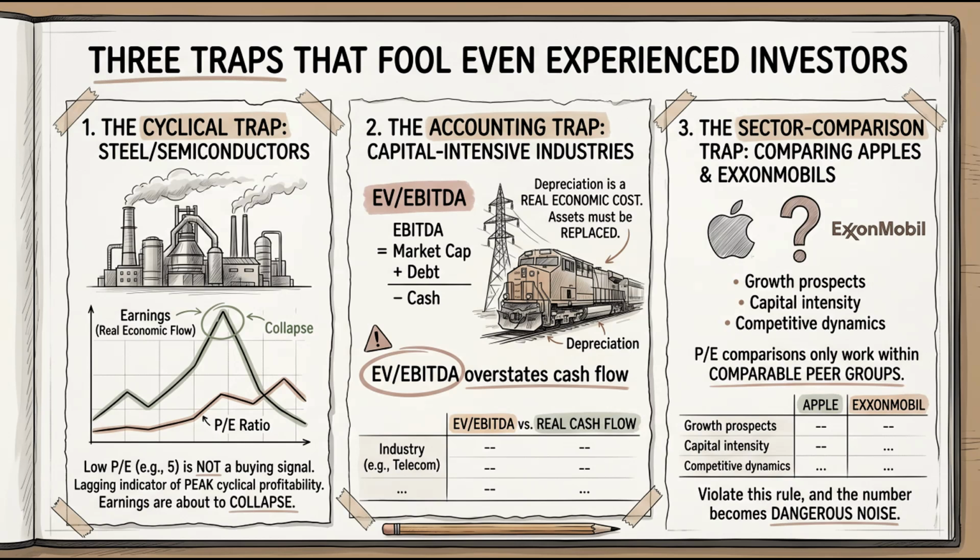Be careful of 3 common traps. First, the cyclical trap. A steel company at a price-to-earnings ratio of 5 may look cheap, but earnings are likely at a peak and about to collapse.